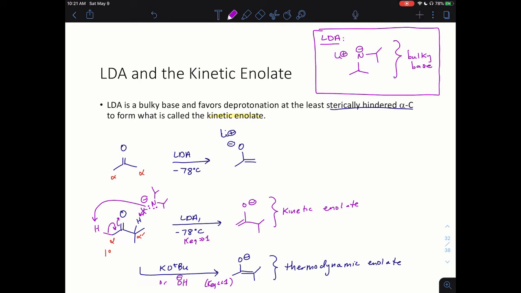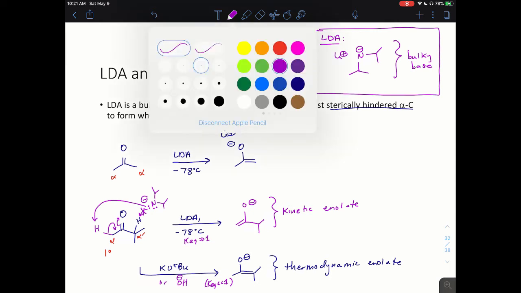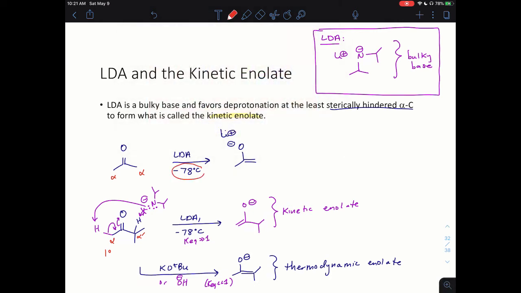Okay, so let's make sure we have this. With LDA, we make the kinetic enolate. A couple things before we move on. I just glossed over this minus 78 thing. This is the temperature at which these deprotonations have to take place. LDA is very reactive, as I mentioned, and this temperature, negative 78 degrees Celsius, is required because the reactions are very exothermic, so it's required to control the heat associated with these reactions.